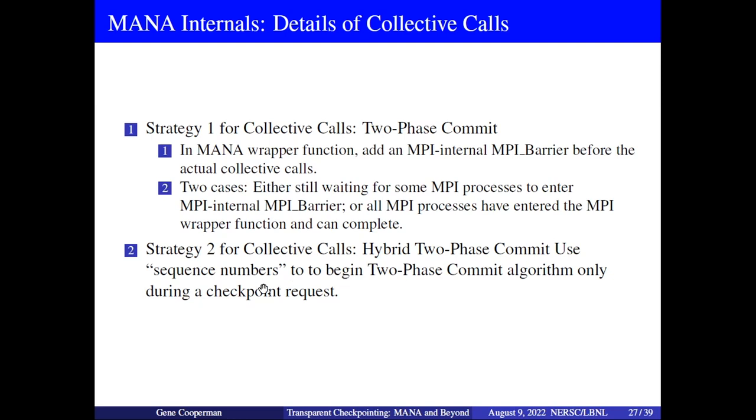And the short answer is every time we enter one of these wrapper functions for a collective call, we increase the sequence number. So we say for this communicator, we've seen one collective call, two collective calls, three collective calls. This is now collective call number 17 for this communicator. And then because we have that information, when it's time to checkpoint, we can ask all of the MPI processes to tell a central coordinator, what are the communicators you know about and which is the last sequence number that you've already handled for this? Which is the last collective call that you already handled?